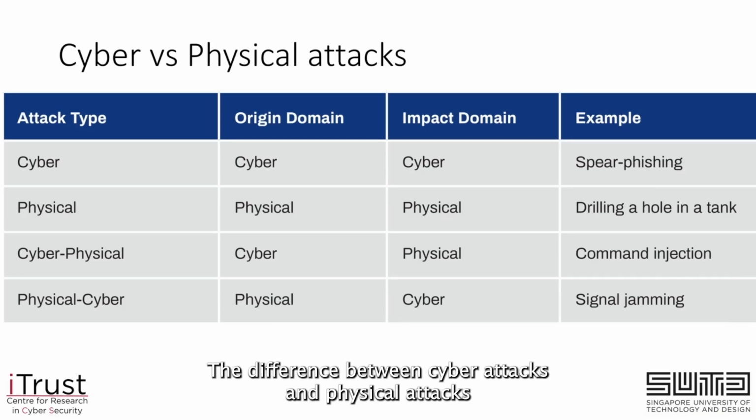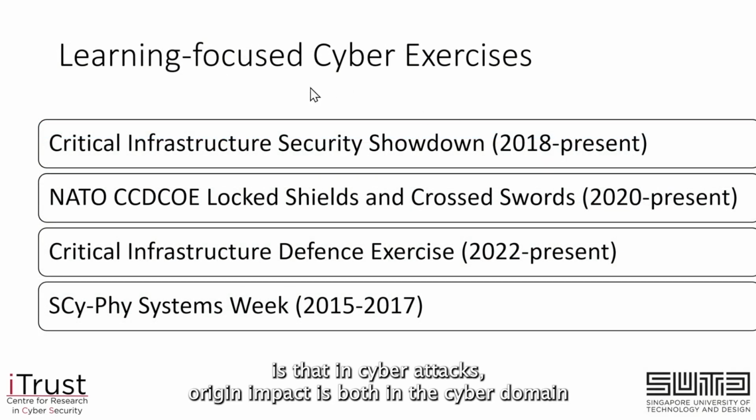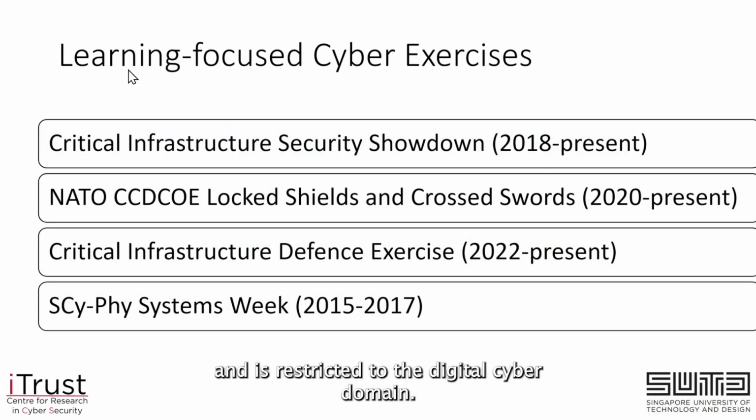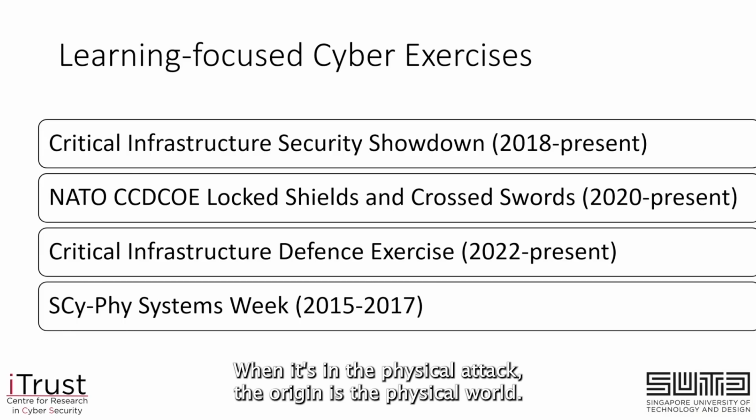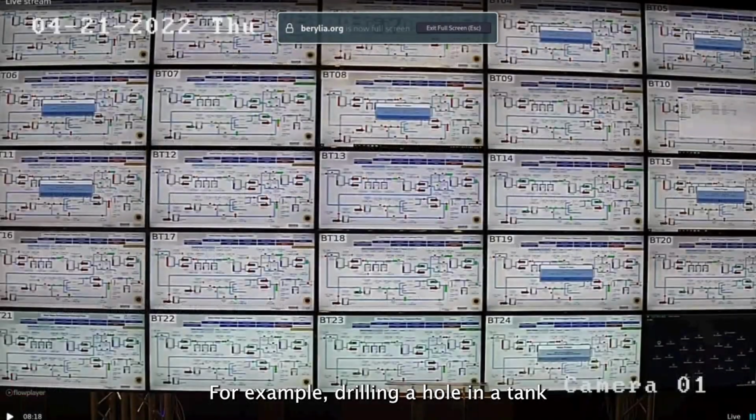The difference between cyber attacks and physical attacks is that in cyber attacks, the origin and impact are both in the cyber domain and restricted to the digital cyber domain. When it's a physical attack, the origin is the physical world. The impact is also in the physical world. For example, drilling a hole in a tank.